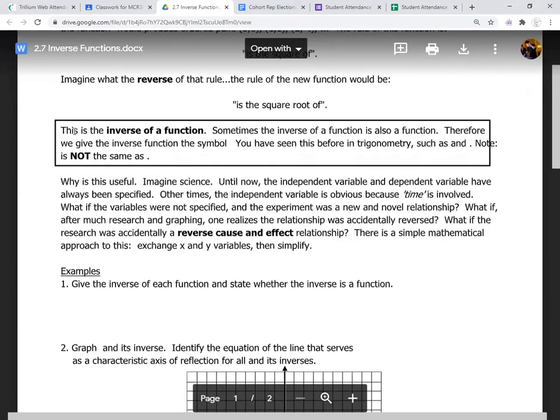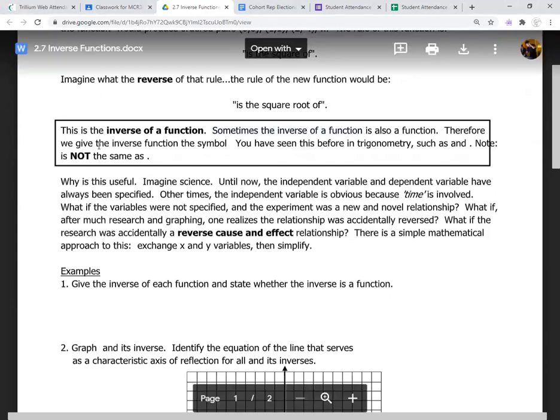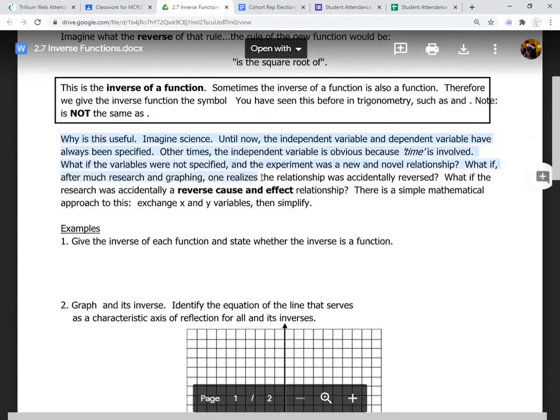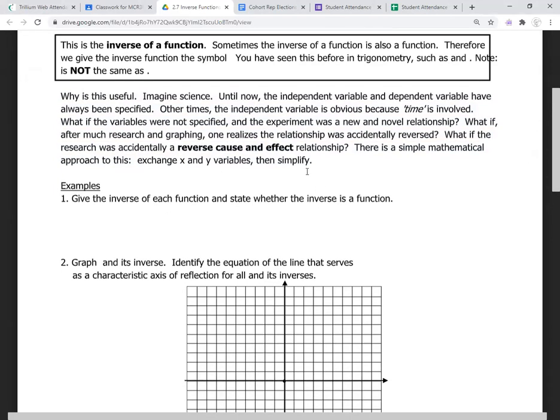Introducing the inverse function. Sometimes the inverse of a function is also a function, and so we give it a special symbol. I'll tell you what that is. This is my explanation of what we just did. Why is this useful? Sometimes we accidentally have a reverse cause and effect relationship, so we need to exchange the x and y variables and then simplify.